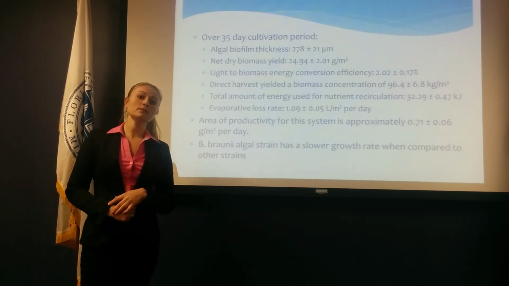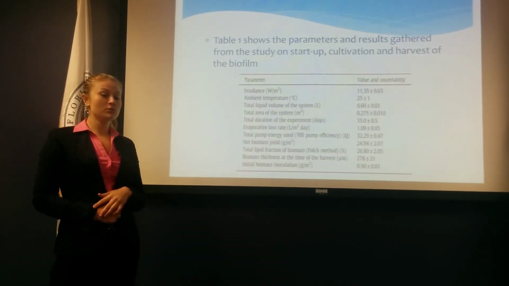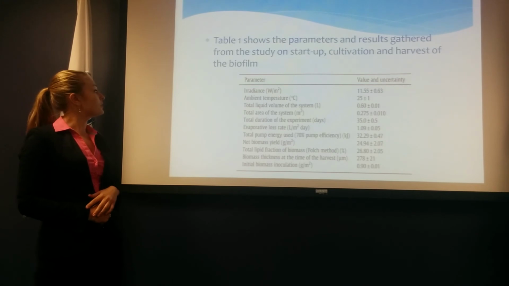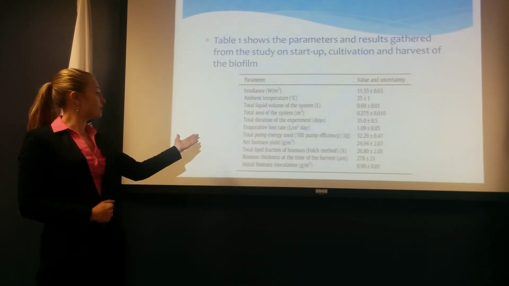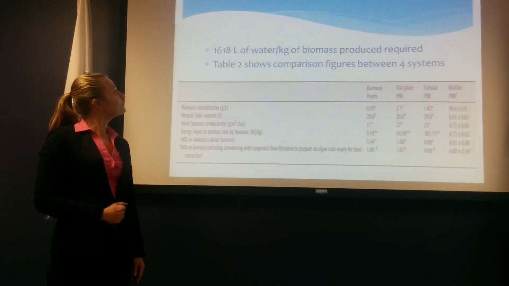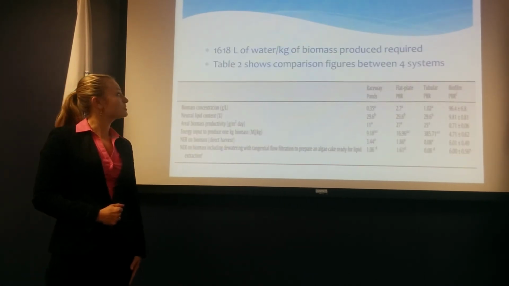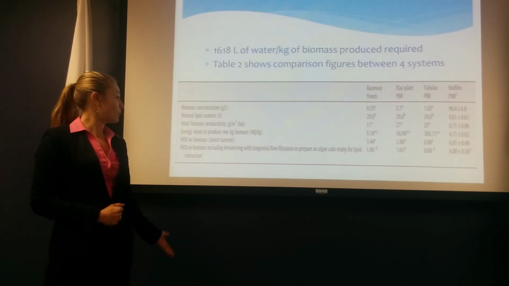The parameters for the energy used to create oil are listed here. You can see all different kinds of necessary parameters. Here's table 2, which is 1618 liters of water per kilogram of biomass produced, what it requires.